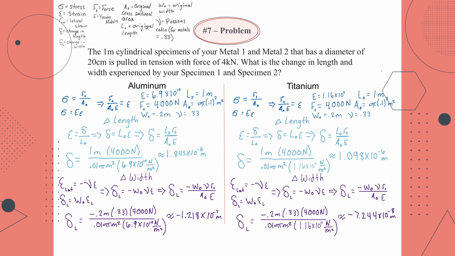And change in width, again, following the same procedure as we did for aluminum, but with our new Young's modulus, we get that change in width of our titanium specimen is approximately negative 7.244 times 10 to the negative 8 meters. The differences in behavior stem from the materials' Young's moduli. Titanium is stiffer, meaning it stretches less under the same load.